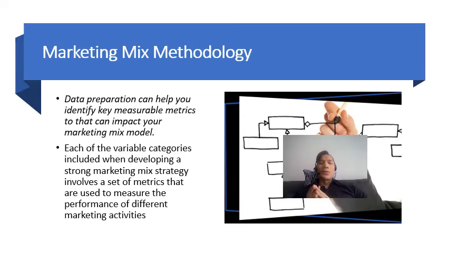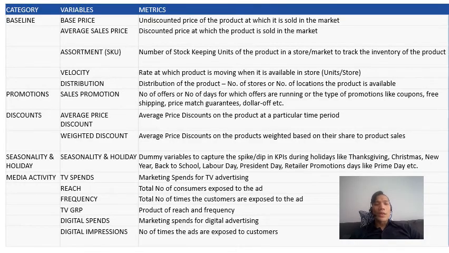Okay? So when we want to do the marketing mix methodology, we need to prepare our data, capturing every single piece of data that can help to identify key measurable metrics in our marketing mix model. Each of these variable categories can be included when developing a strong marketing strategy, involving a set of metrics that are used to measure the performance of different marketing activities. I'm not going to go through all the baseline variables and metrics that we're going to use, but you can look at some of these on your own time.